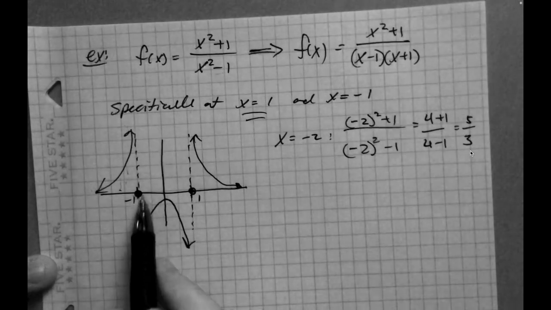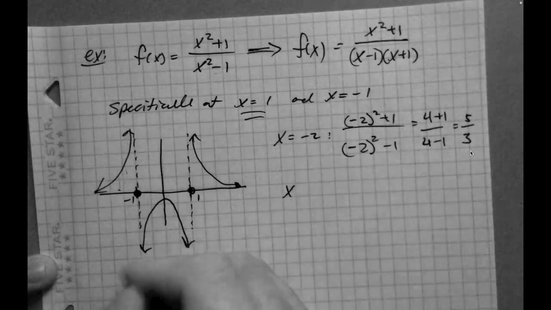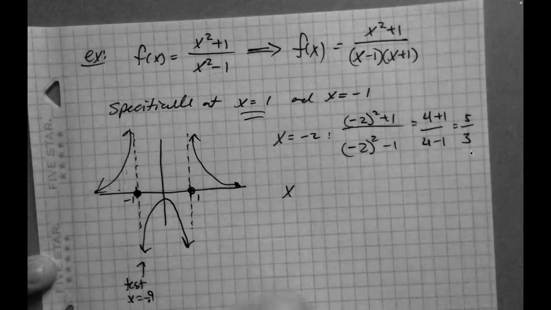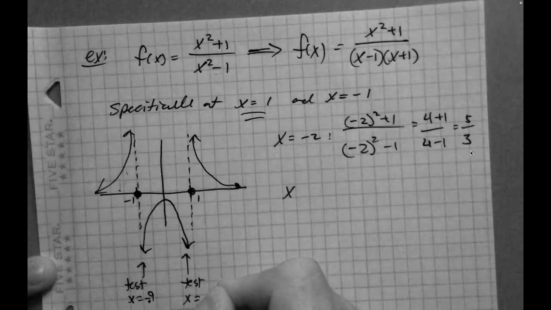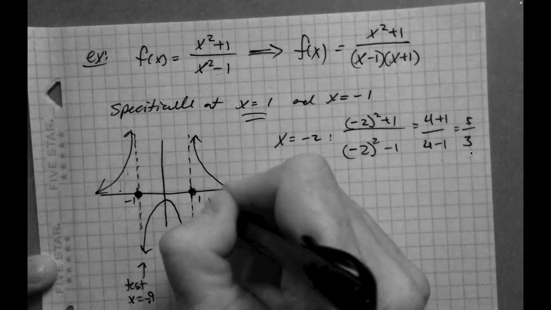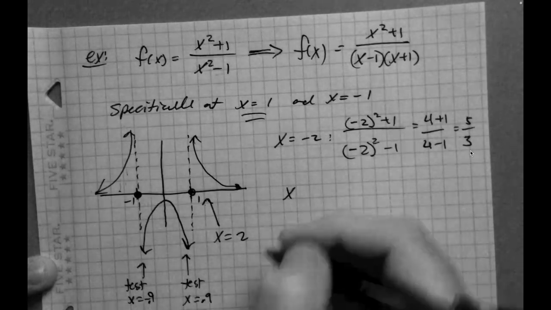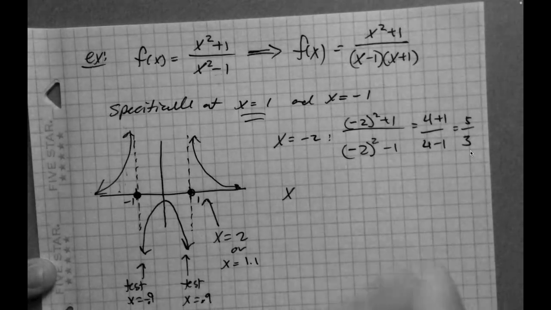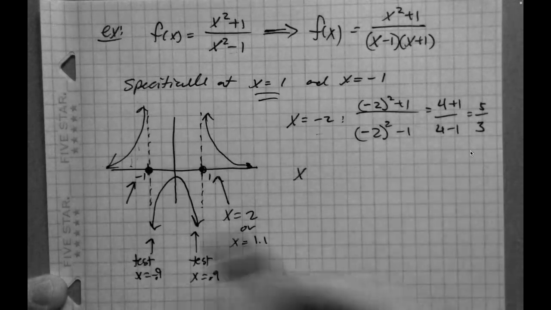But then if you plugged in -0.9, so what you could do is you could test x equals -0.9. Here you could test x equals 0.9. Here you could test x equals 2, or if you wanted to get closer, you could say x equals 1.1, right? So it's always a trade-off between, do I want to test a nice whole number, or do I want to get really close and see what's happening? And then over here you could test like we did here, x equals -2.